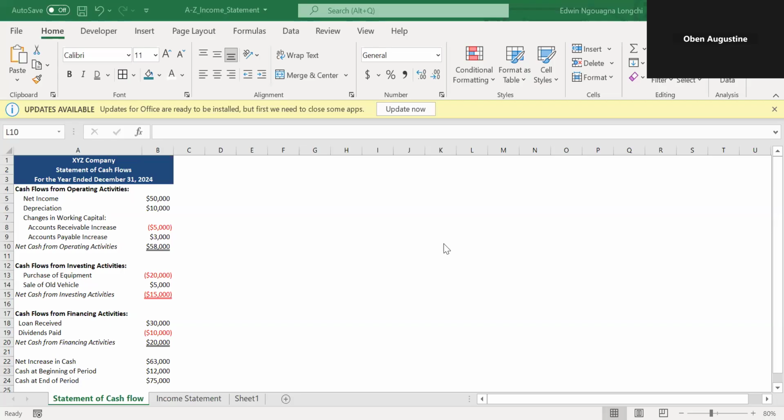So we're going to see three reports: the statement of cash flow, the income statement, and the balance sheet. We're going to start with the statement of cash flow.